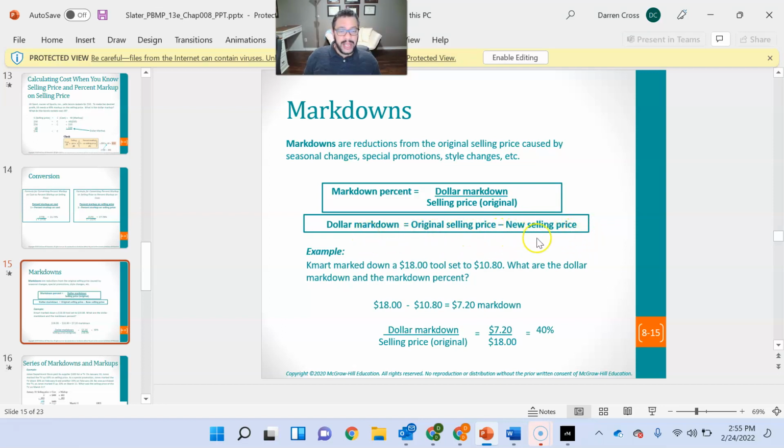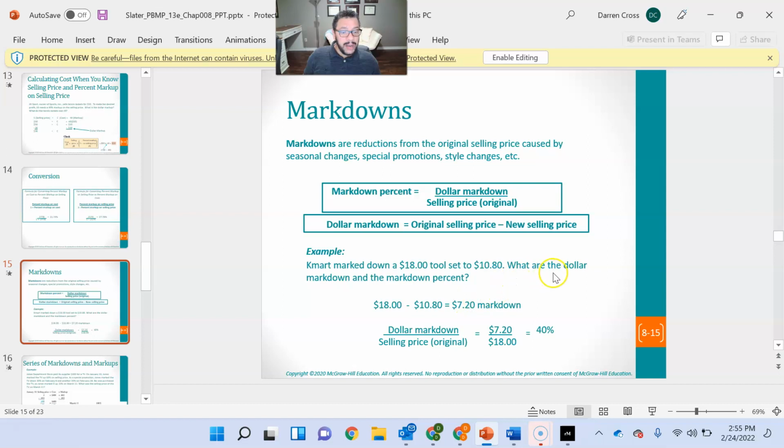So the dollar markdown, if something, Kmart marked down an $18 tool set to $10.80. What are the dollar markdown and the markdown percent? We'll start with the dollar markdown. Original selling price, it was 18, minus the new selling price, 10.80. So 18 minus 10.80 is 7.20. That is the dollar markdown, right? So they asked for the dollar markdown, 7.20.